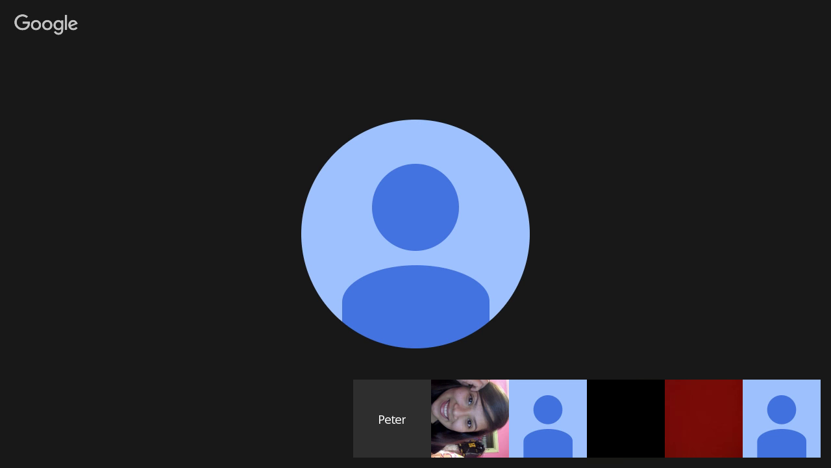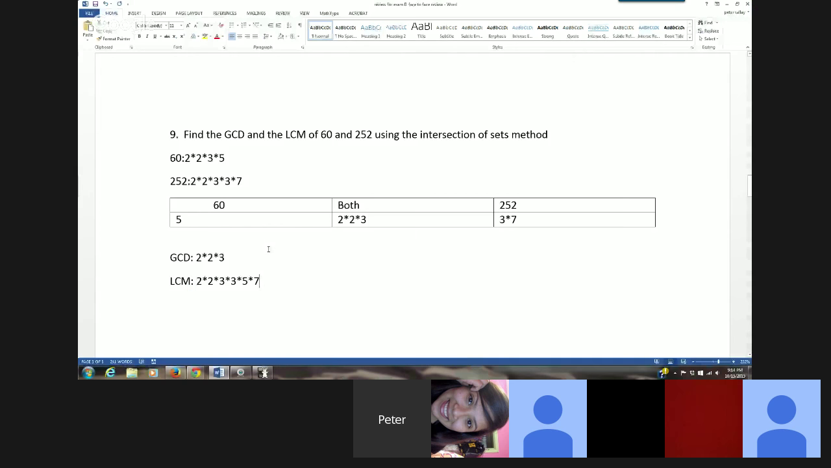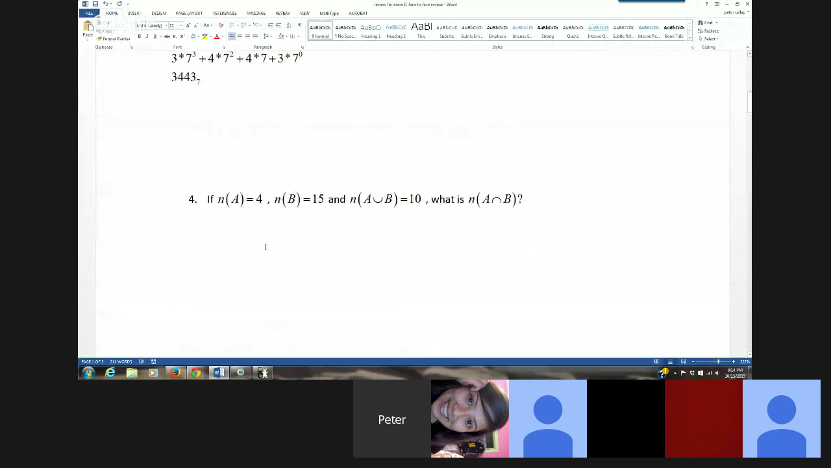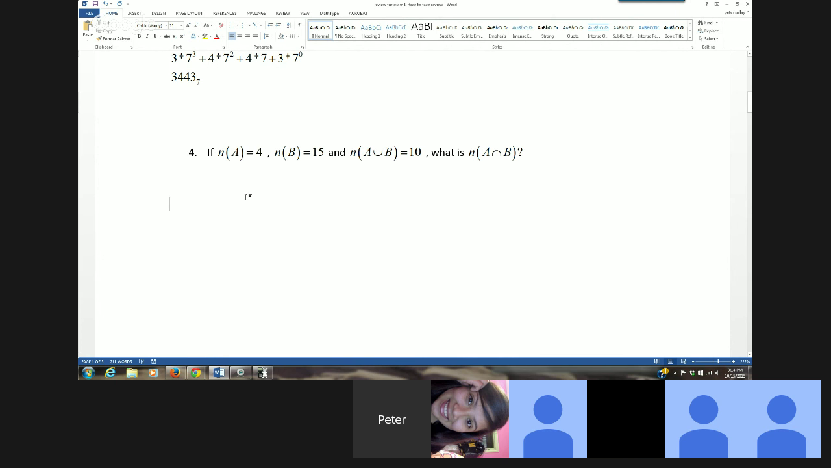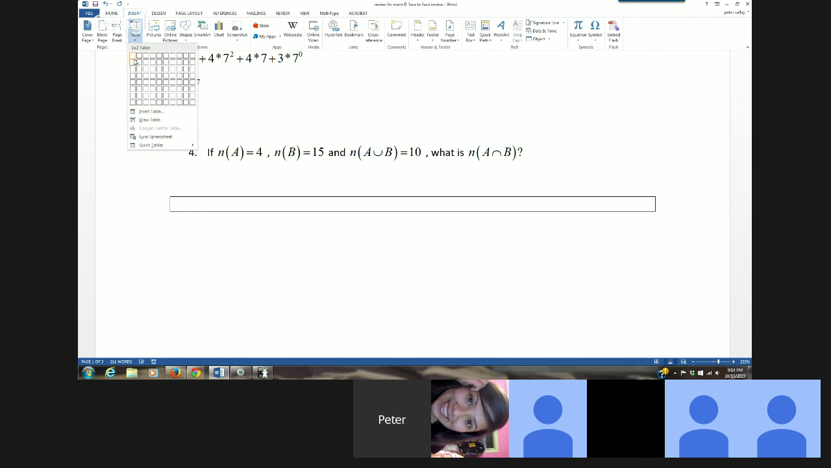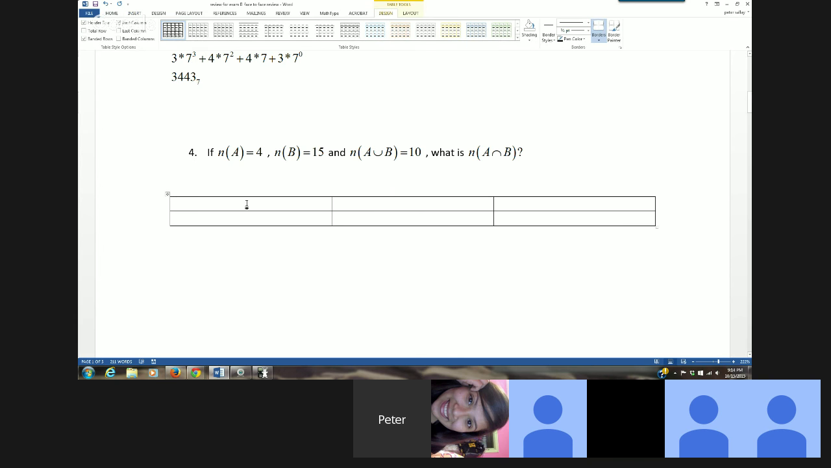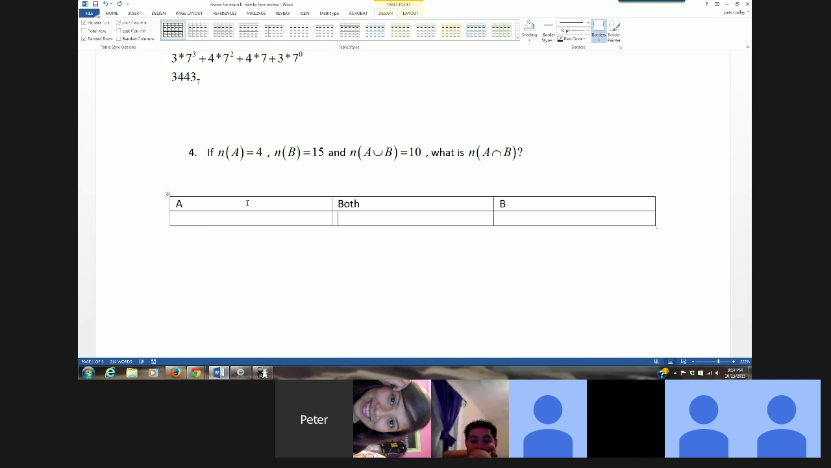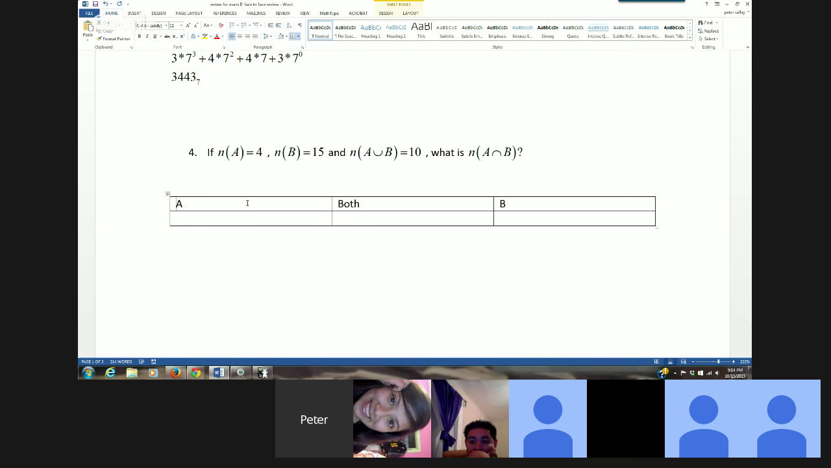Let's see. So number 4, going back. Number 4 says A has 4 elements, B has 15. The union of the bunch has 10. How many are in the intersection? Okay, so let me go back to that table trick and see if that works. This would be everything in A, this would be everything in both, and this would be everything in B. And I know that A happens to have 4 in it.